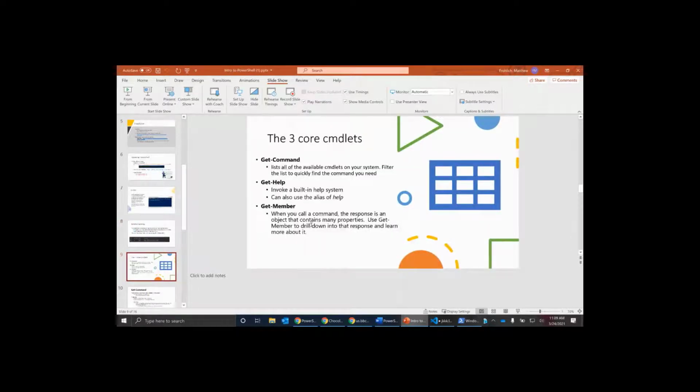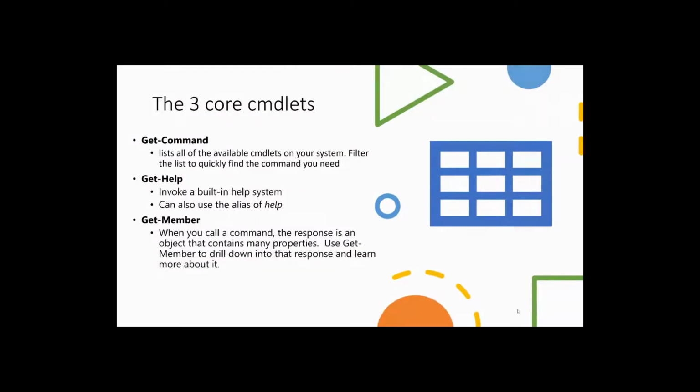There are 3 core commandlets that are going to help us when we're learning PowerShell and trying to figure out what the heck is available. The first is a Get-Command, so my verb, get, my noun, command. What am I trying to get? I'm trying to get commands. So if I do a Get-Command, this lists all of the available commandlets on your system.